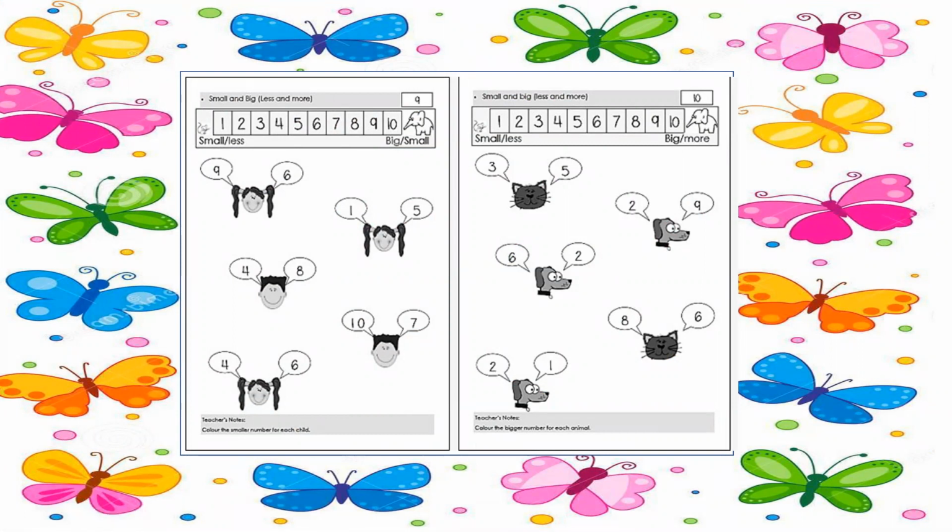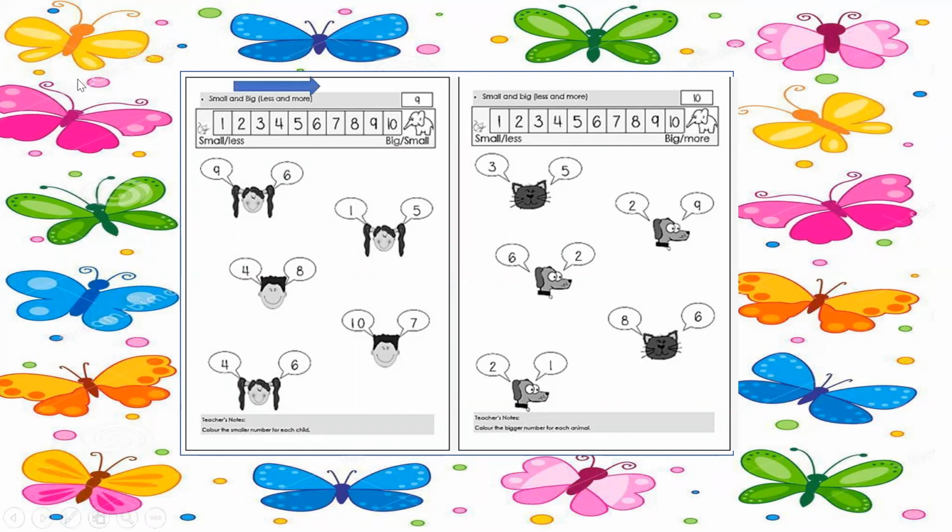So which number is small? The number which is less is called the small, while the number which is more is called the big. The perfect term in maths for it is less or more, but we also usually use big and small number.